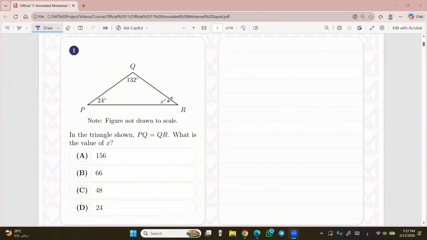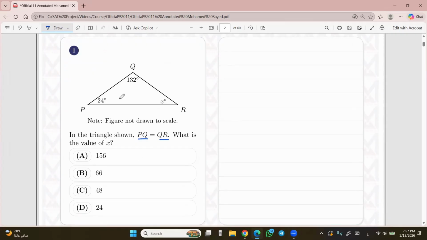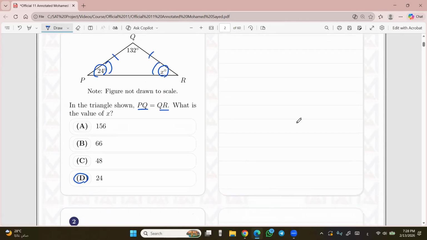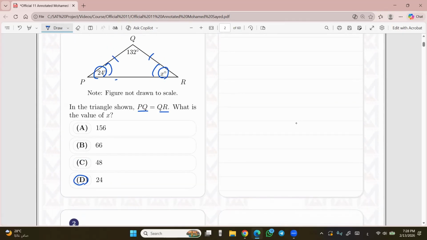We have an isosceles triangle because it's mentioned here that PQ is equal to QR. This is an isosceles triangle, which means that we have two equal angles. So this x here is the same as 24. So you can easily get the answer 24 without making any calculations, because we know that the isosceles triangle has two equal sides and also two equal angles. And these equal angles are on the different line, which is PQ.